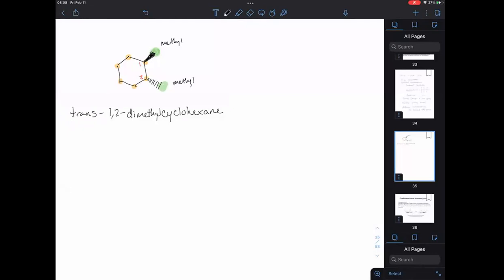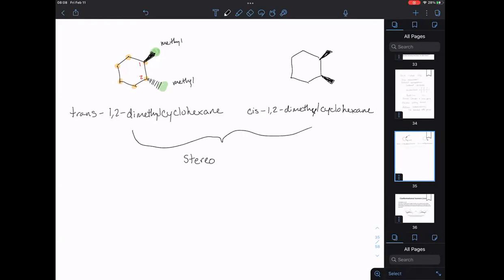Okay, and if I were to draw the other stereoisomer, I would now just make the bonds either both wedges or both dashes. Both would be considered the same stereoisomer here. So this would be cis-1,2-dimethylcyclohexane. And again, this is a pair of stereoisomers.